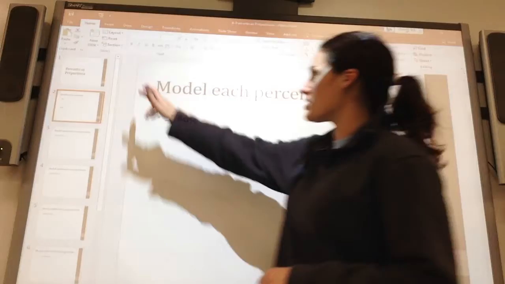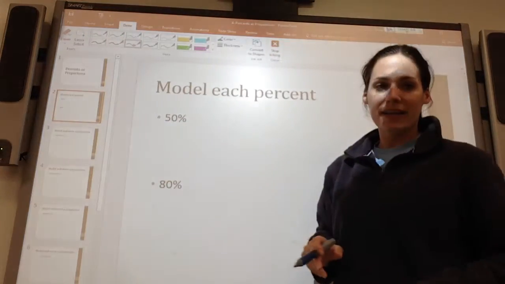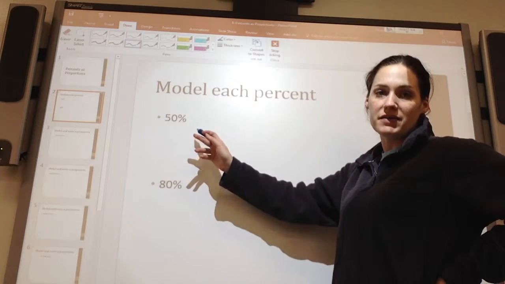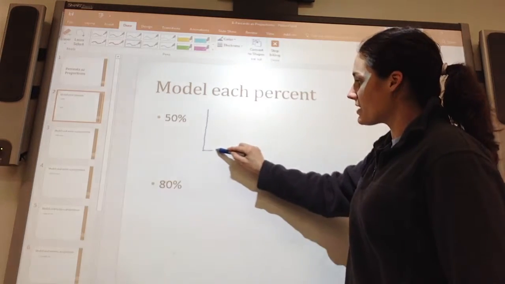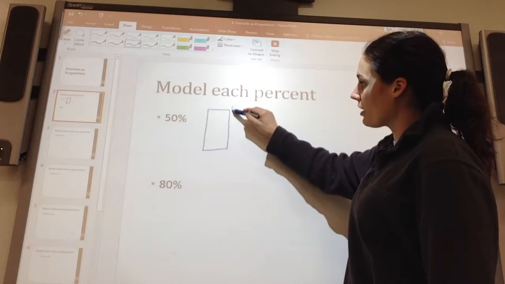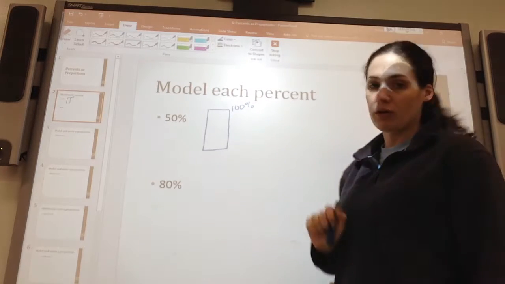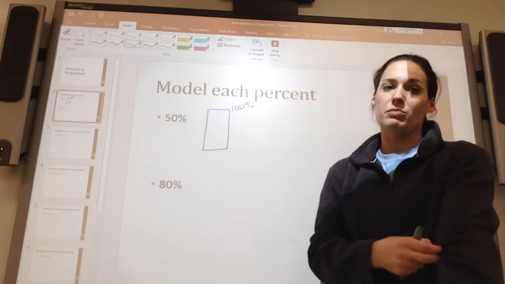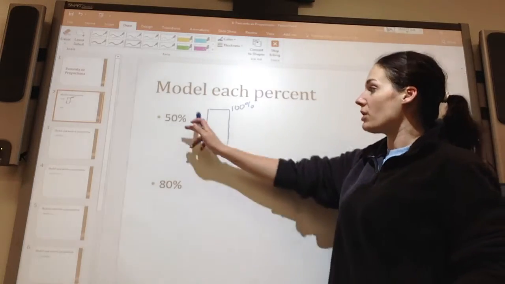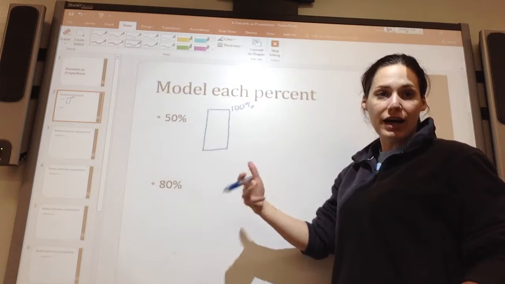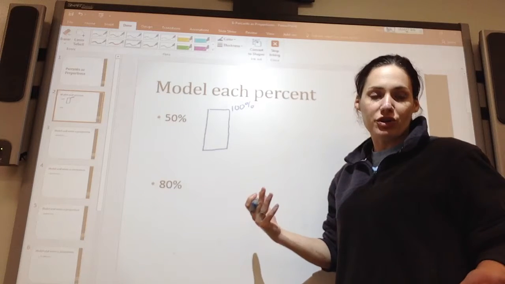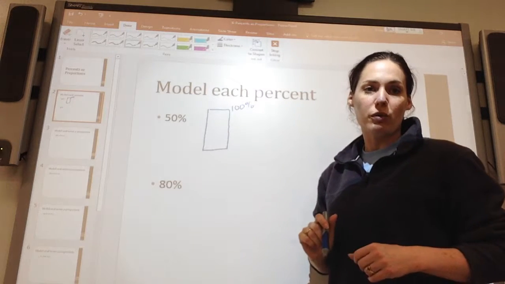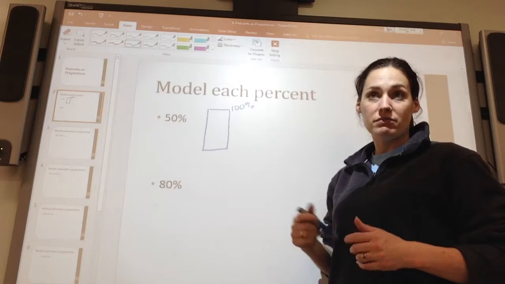Let's look at these different percentages. We're not actually going to be modeling them today, but I do want you to see what it looks like. If I have 50% of something, let's say this rectangle right here is my something, then right here would be 100%. 100% of it would be if it was entirely full, like a glass that was completely full. If I want to represent 50%, how full is the glass? Well, you could answer with it's 50% full, but that doesn't help me because that's what I'm trying to find. Another way of saying 50% full would be it's half full.